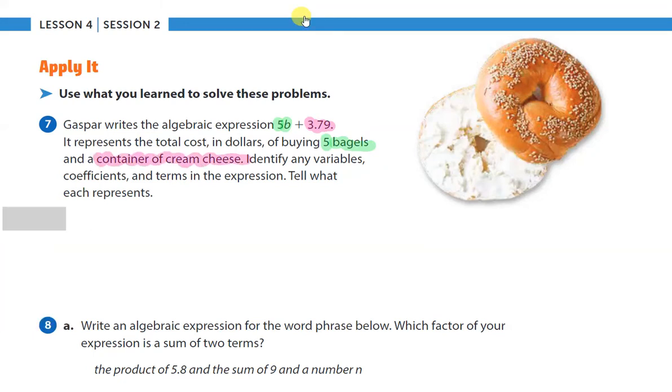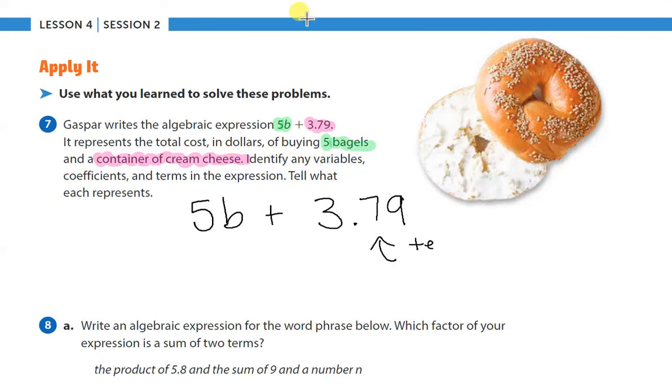So there are 2 terms here. And how do we want to write this down? I guess let's just put the expression down here and label it. Seems easiest. 5b plus 3.79. There are 2 terms. This is term 2, and that's the cost of cream cheese.